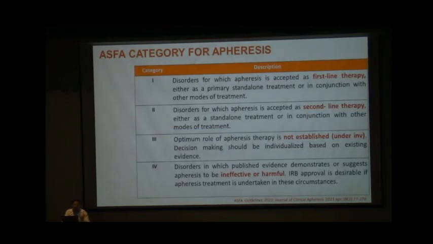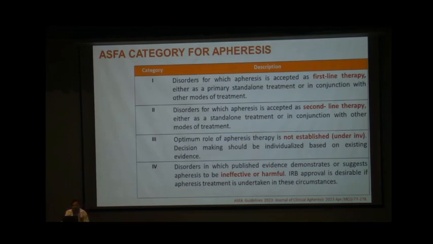Before this, there are the ASFA categories: category 1 indication, category 2, 3 and 4 indications. Category 1 indications are first-line therapy, where the treatment is a primary standalone treatment, like in Guillain-Barré syndrome or in ALF patients with high volume plasma exchange. In category 2, apheresis is accepted as second-line therapy, either standalone or in conjunction with other modes of treatment, and other modes of treatment are also available.